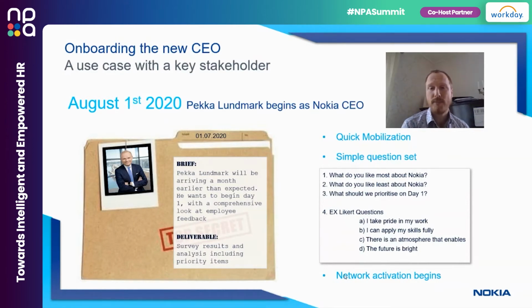Relatively straightforward results. We also knew, based on the CEO's profile, that Pekka and many of us have a big faith in psychological safety. So psychological safety is a massive enabler for productive work. And so what we tried to focus on in our Likert scale questions, only 4 of them, was simply those elements of psychological safety that we could use to help shape the different types of, let's say, concerns or priorities that we had on day 1. So this was things like pride in my work, being able to apply your skills fully, understanding what the atmosphere is like, and then understanding how our employees felt about the future.